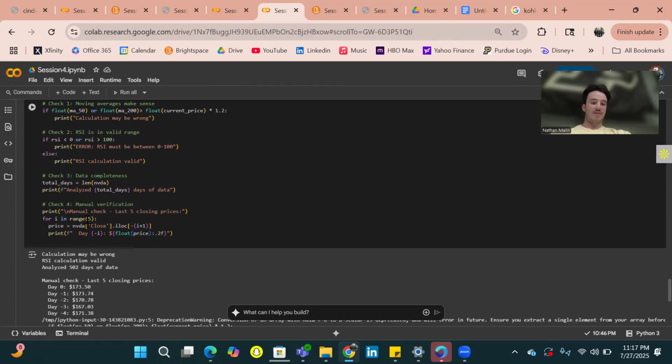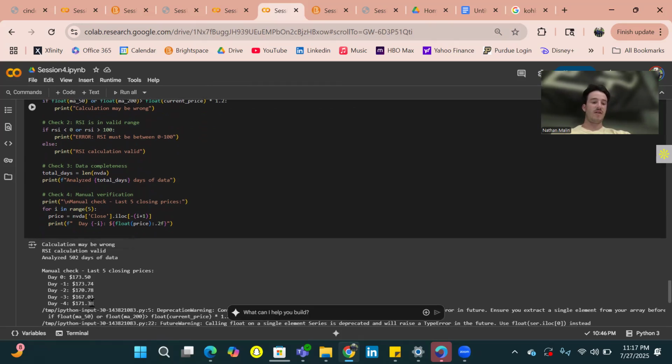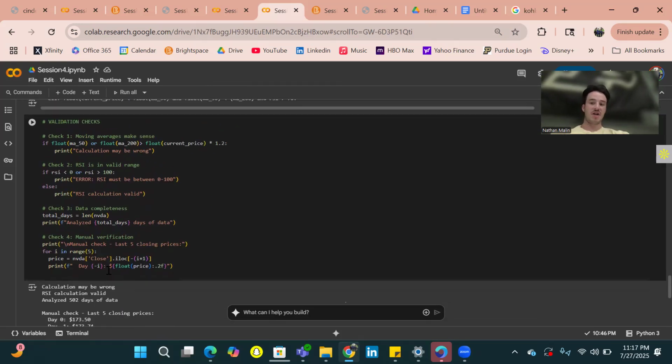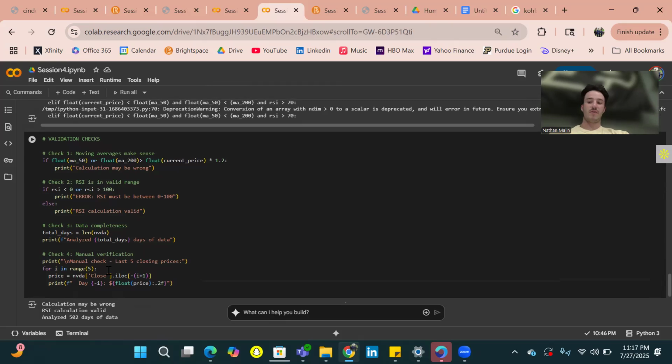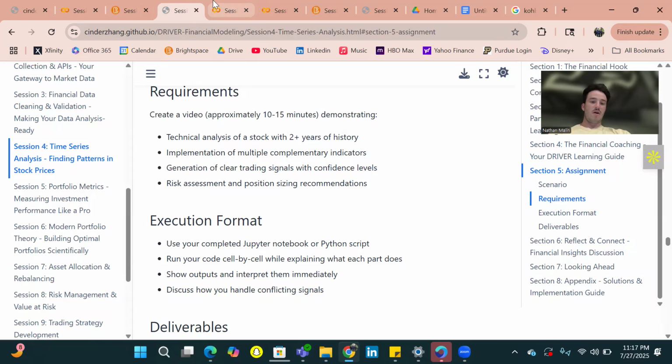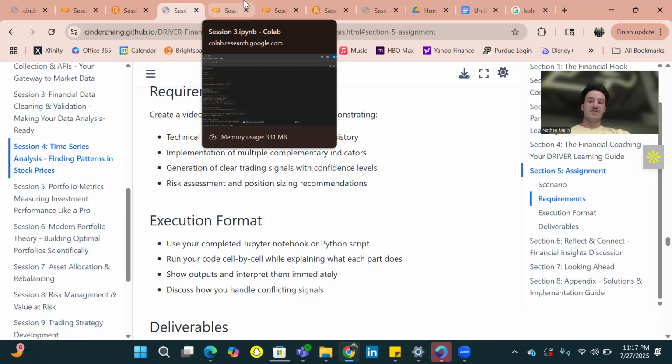And for the range for the last five prices, this basically displays the last five prices. So for last Friday, it was 173.50, and it was all around there. So that was my validation check to make sure that all the prices were reasonable. And I would say based off of this, it's still a buy.